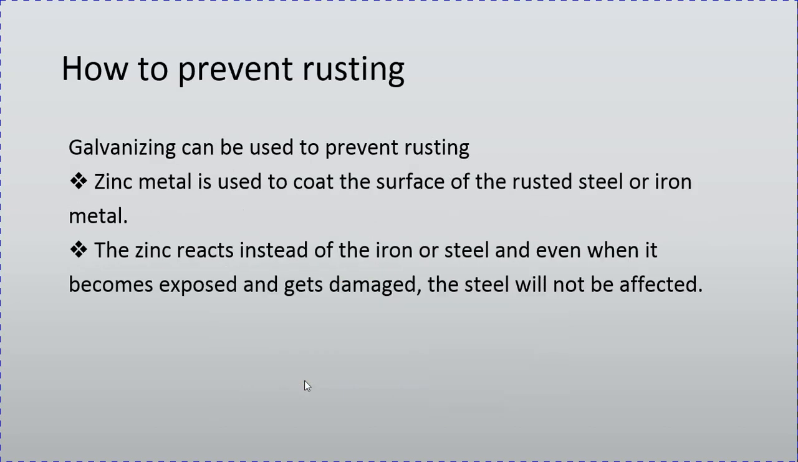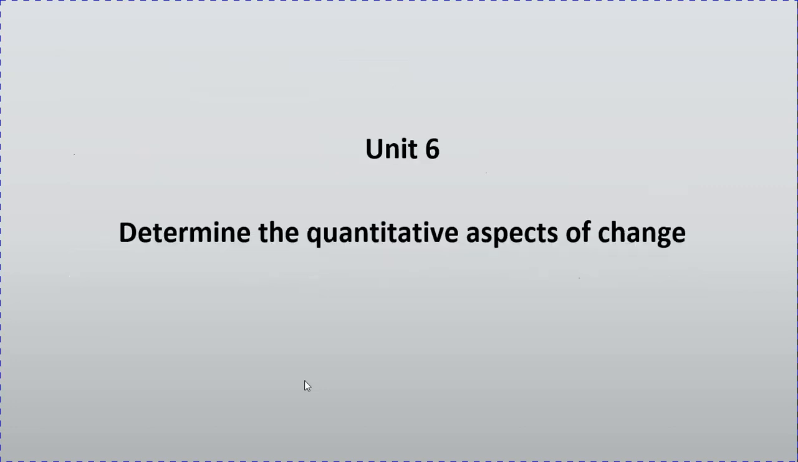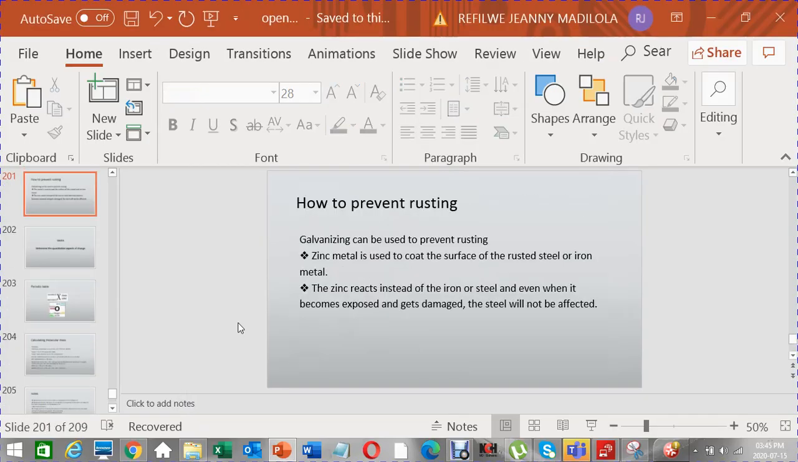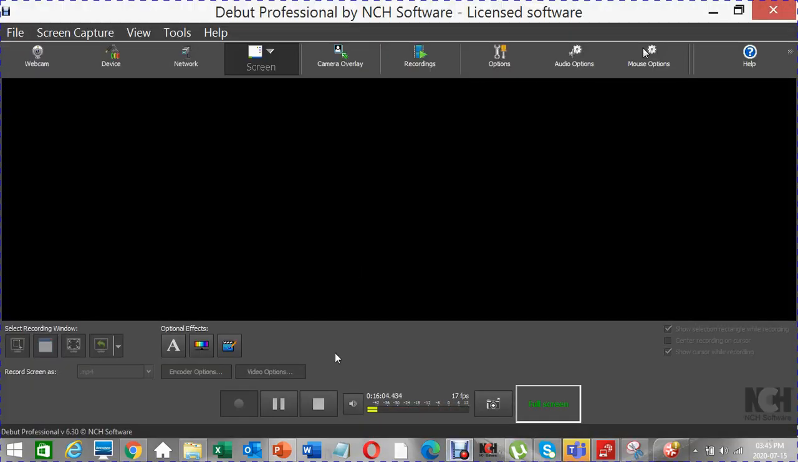How to prevent rusting. Galvanizing can be used to prevent rusting. Zinc metal is used to coat the surface of the steel or iron metal. The zinc reacts instead of the iron or the steel, and even when the coating becomes exposed, it gets damaged instead and the steel will not be affected. That's the end of the topic for today.